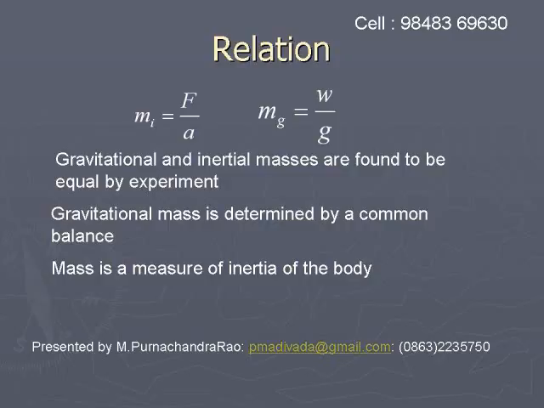Gravitational mass is determined by a common balance. We know that mass is a measure of the inertia of the body. The inertia or the mass depends on the matter contained in a body.